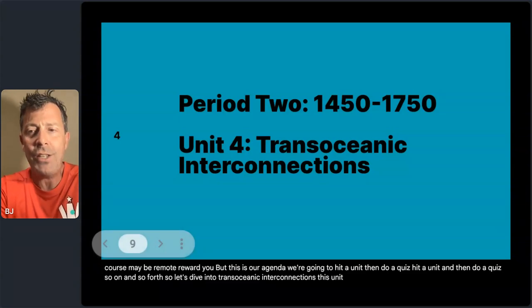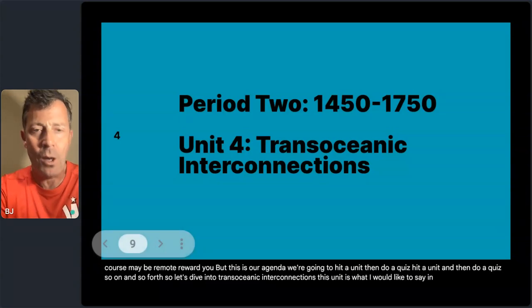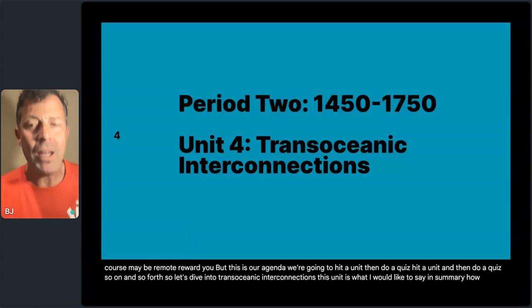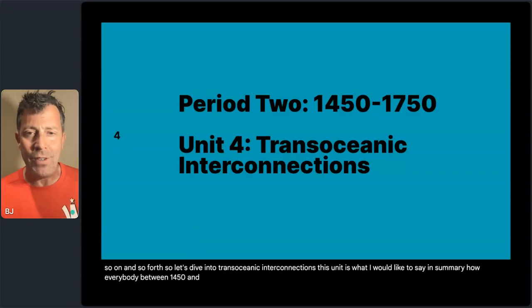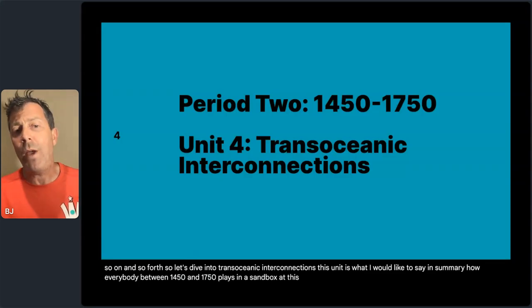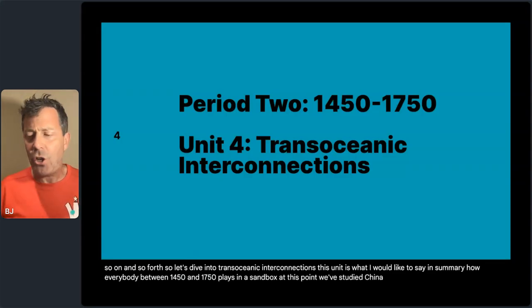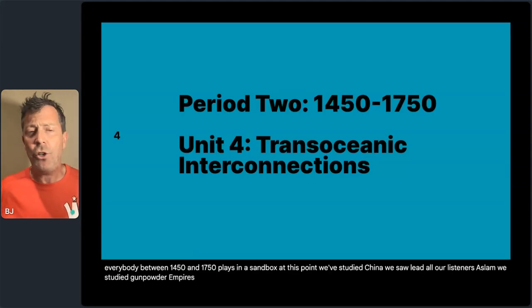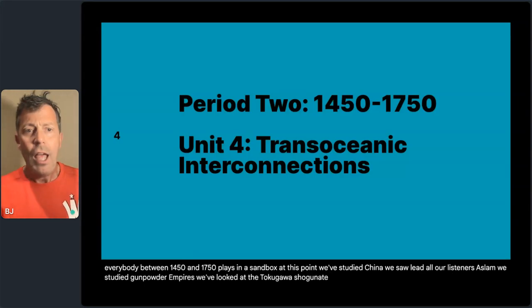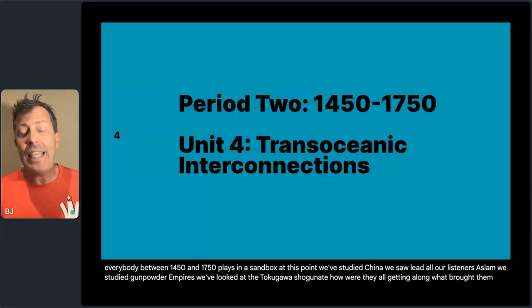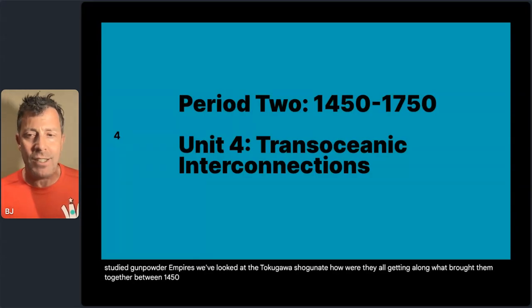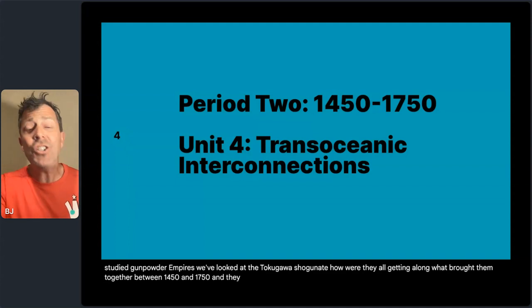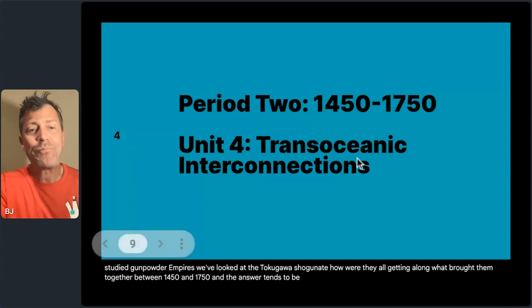This unit is what I would like to say, in summary, how everybody between 1450 and 1750 plays in a sandbox. At this point, we've studied China, we've studied Dar al-Islam, we studied gunpowder empires, we've looked at the Tokugawa shogunate. How were they all getting along? What brought them together between 1450 and 1750?